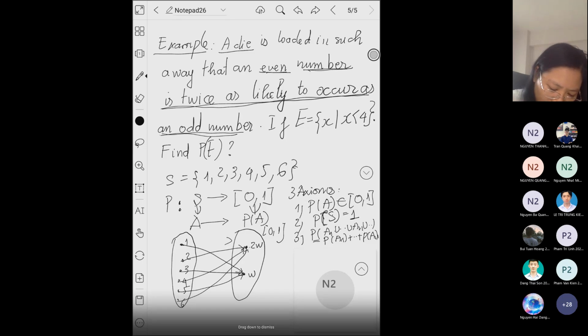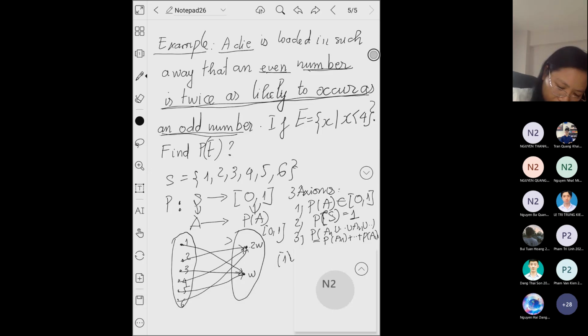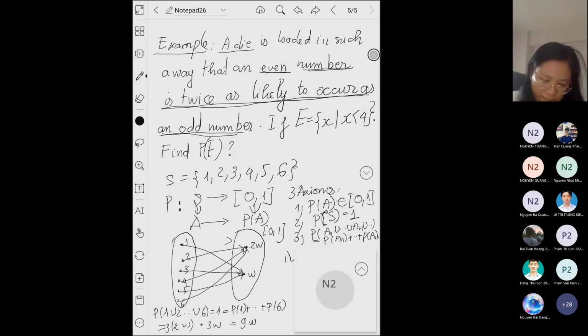So we know that the probability of 1 union 2 union ... union 6 equals 1. So it equals the probability of 1 plus ... plus the probability of 6. The probabilities of 1, 3, and 5 are W each, and those of 2, 4, and 6 are 2W each: 3 times W and 3 times 2W. So it equals 9W equals 1. So W equals 1 over 9.